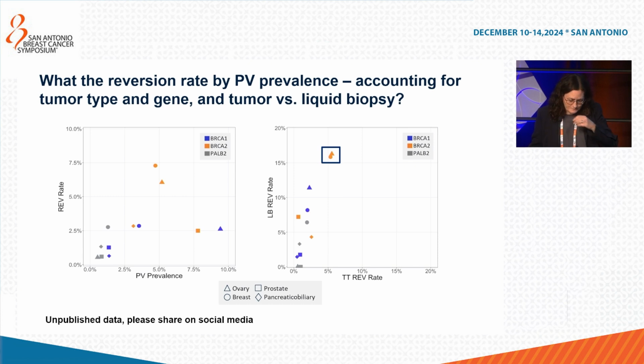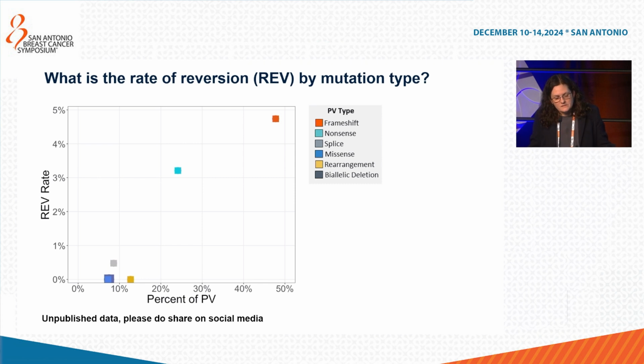When you look at liquid biopsy versus tumor, you see a much higher rate of reversion. It's almost 15% for the liquid biopsy in breast and ovarian cancer for BRCA2, whereas it's much lower in tumor, only 5%. And then, interestingly, trailing behind is BRCA1 ovarian cancer. And I think this is actually quite important when you think about this.